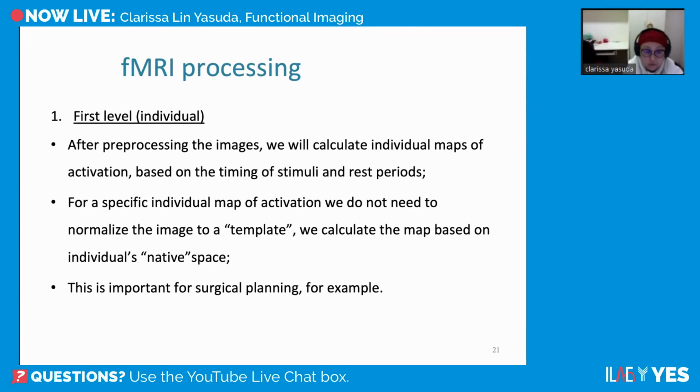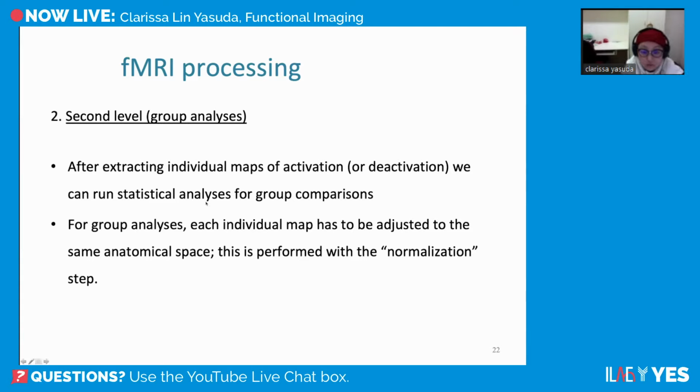Why is this step important? So when you are thinking about group analysis, then imagine you have to be sure that all the people are aligned. So that's when the step of normalization enters, okay? So you have to be sure, for instance, all the precentral gyri of all the subjects are aligned, okay? So then you have to normalize all the individual scans.